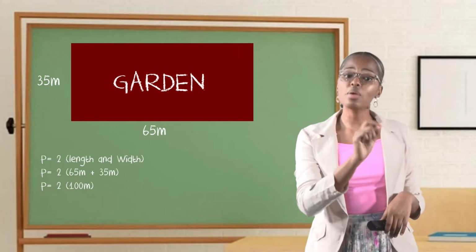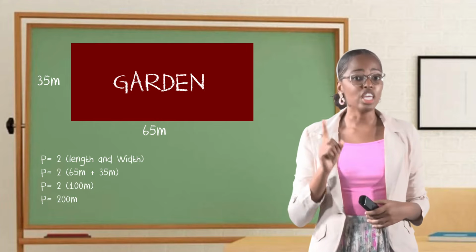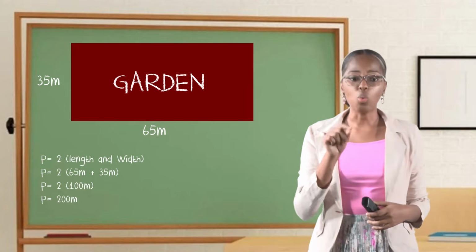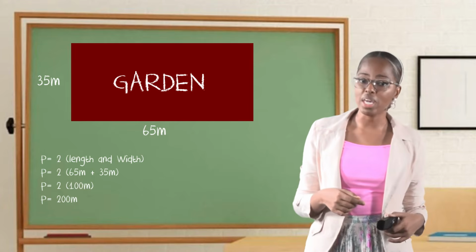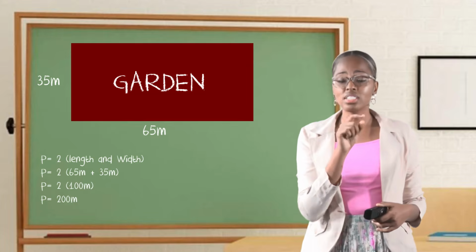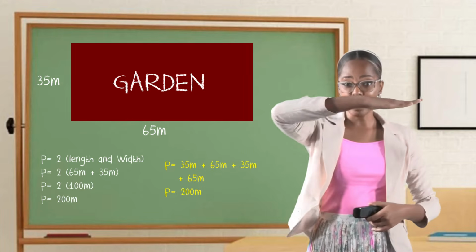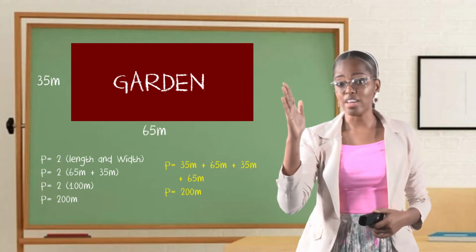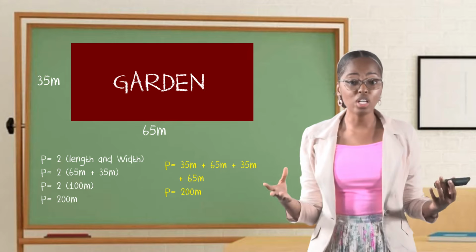So that would be 2 times 100, which would give us, of course, 200. Therefore, the perimeter for the garden would be 200 meters. We can also solve it another way by simply adding all the sides together. So we add 35 meters plus 65 meters plus 35 meters plus 65 meters. And that would give us 200 meters.